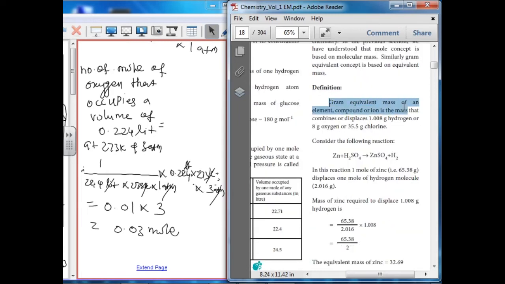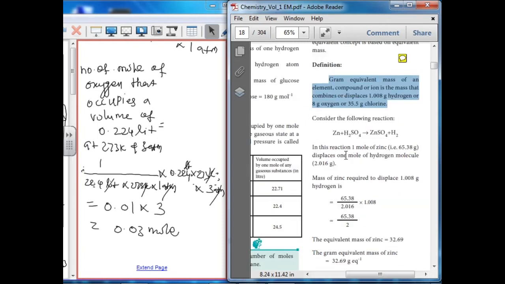This is the next 2 mark question. Define gram equivalent mass. Gram equivalent mass of an element, compound or ion is the mass that combines or displaces 1.008 gram of hydrogen or 8 gram of oxygen or 35.5 gram of chlorine.